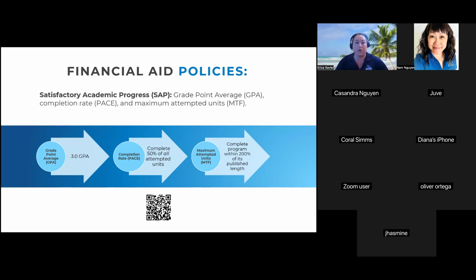So, for example, if the published length of your program is 2 years, you must complete it within 200% of that. So you have a long time to complete it, but we want to make sure that you're keeping on track and tracking towards degree completion.